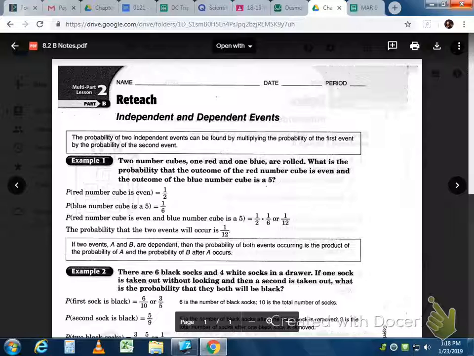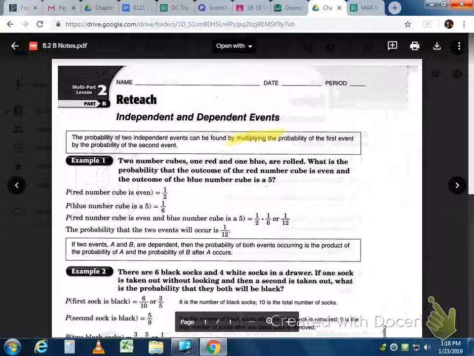The probability of two independent events can be found by multiplying the probability of the first event by the probability of the second event. So if they are two independent things, two random things that don't really go together, what's the probability of them both happening? They are not related. One does not depend upon the other to happen. That's independent events. So to give you an example, look at example 1.